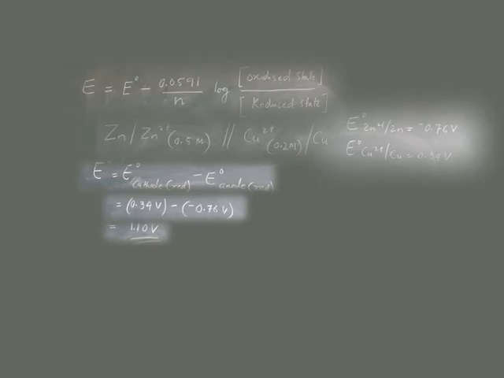0.34 volt minus negative 0.76 volt. Hence, minus minus becomes plus, so it will be 1.1 volt. So this is the E naught value. Now I'm going to use this E naught and substitute it in the equation. So I'm writing here the E naught value that I got, 1.1 volt.